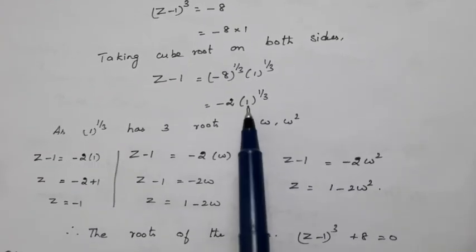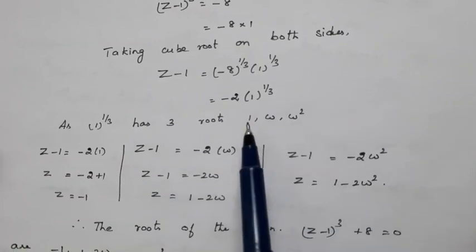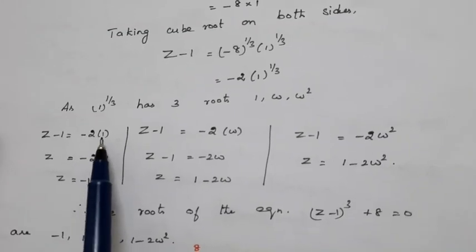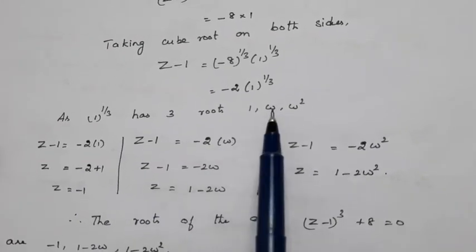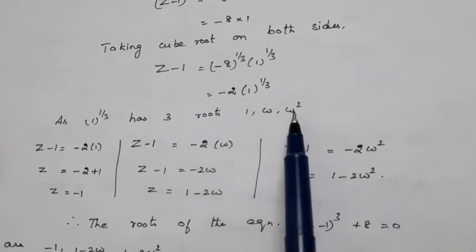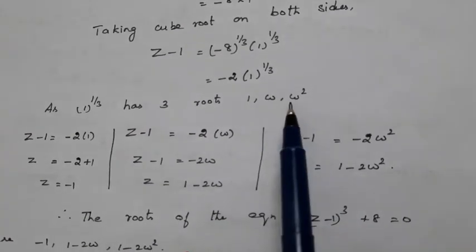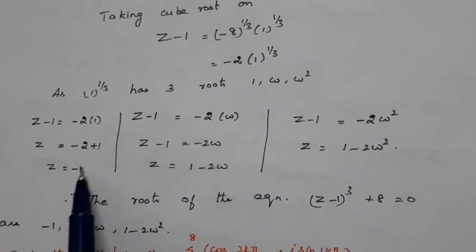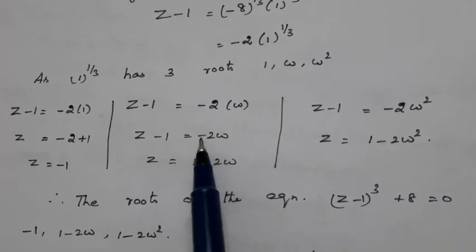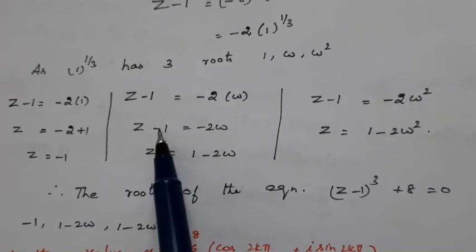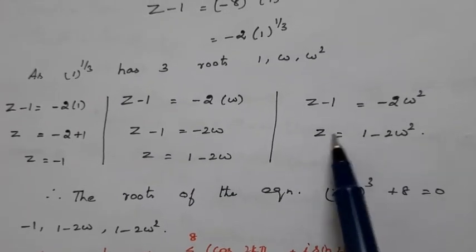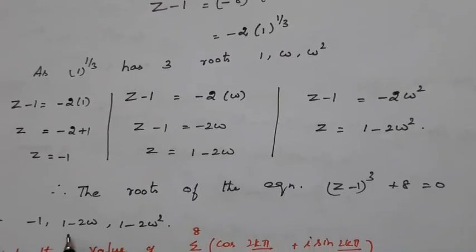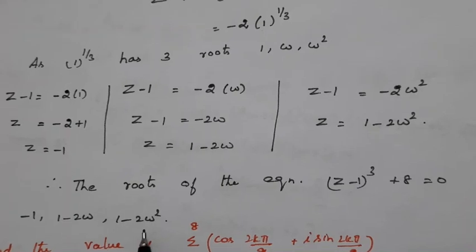A cube root of unity means we know that the three roots are 1, omega and omega squared. Therefore z minus 1 will be equal to minus 2 into 1, or z minus 1 will be equal to minus 2 into omega, or z minus 1 will be equal to minus 2 into omega squared, as 1 to the power 1 by 3 has these three values, z minus 1 has three values. Okay. And therefore z is equal to minus 2 plus 1, which is equal to minus 1, and here z minus 1 equal to minus 2 omega means z is equal to 1 minus 2 omega, and here moving this 1 we have z is equal to 1 minus 2 omega squared. Therefore the roots of the equation are minus 1, 1 minus 2 omega and 1 minus 2 omega squared.